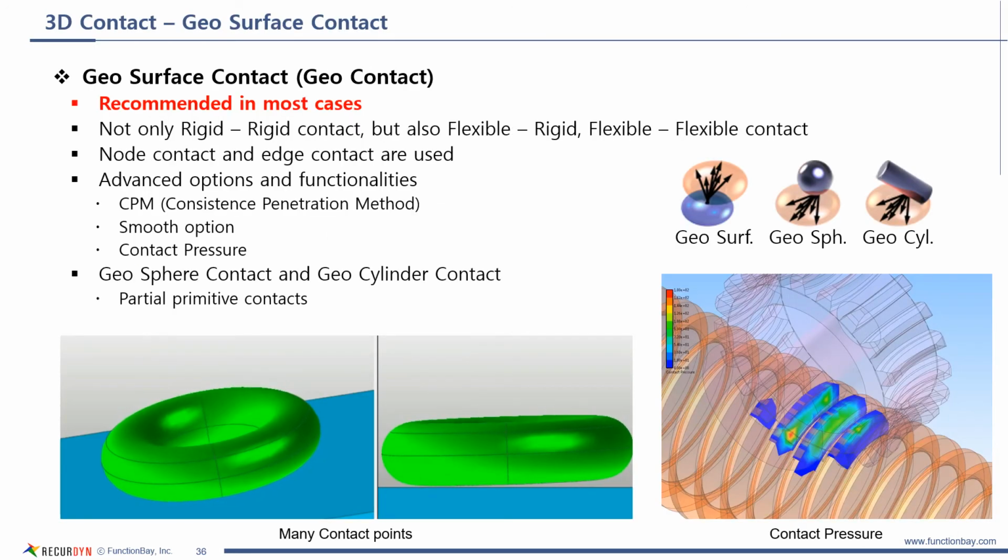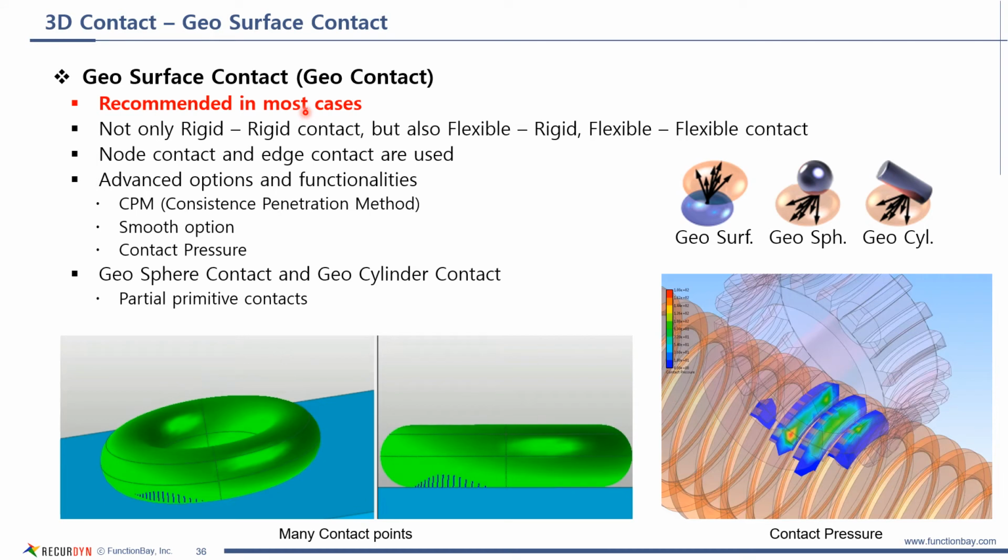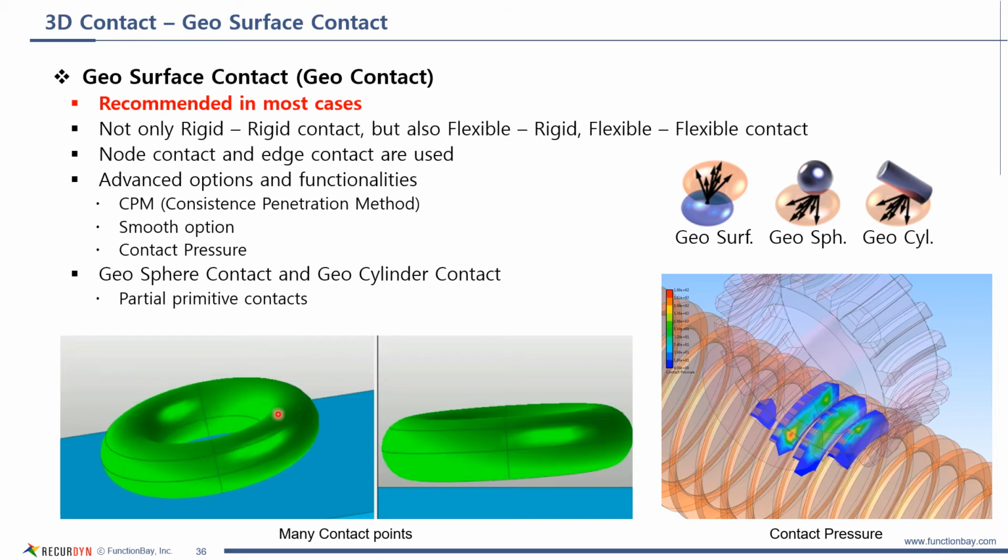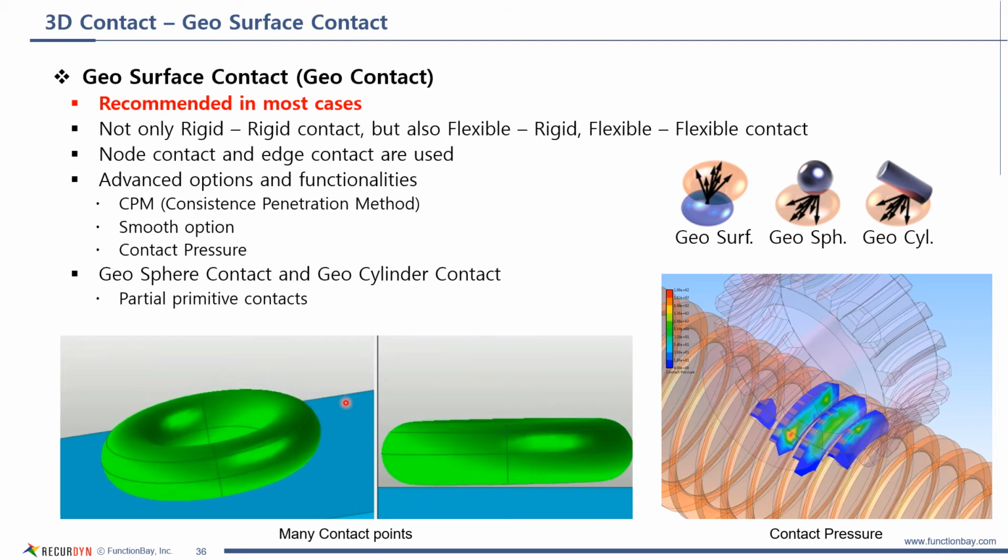Let me introduce Geosurface Contact, which is often called GeoContact. This contact is recommended in most cases. If you need to use contact, please use Geosurface Contact first. Then, you can consider if you can use primitive contacts or solid contact instead. As you can see, if you use Geosurface Contact, the contact force distribution can be displayed like this.